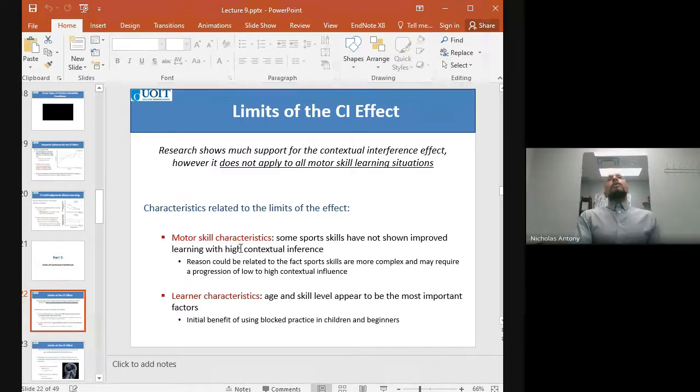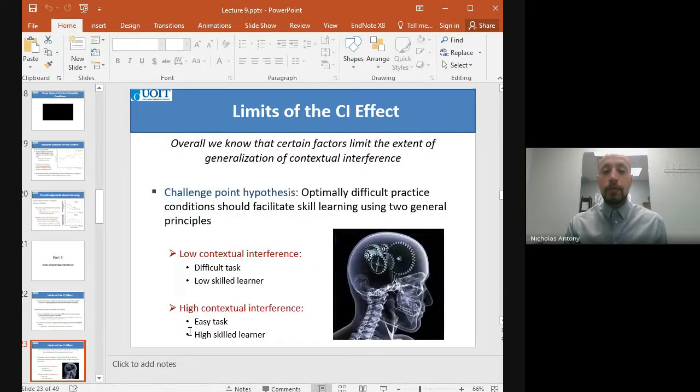So some skills show initially that high contextual interference is bad, right? So skills that are really, really difficult, or if we're dealing with really new beginners, high contextual interference may be too much. Yes, exactly. And so what's funny about it, what do you notice about really, really good athletes?